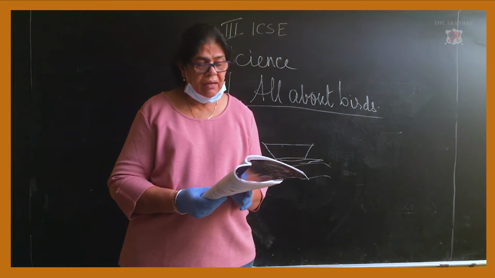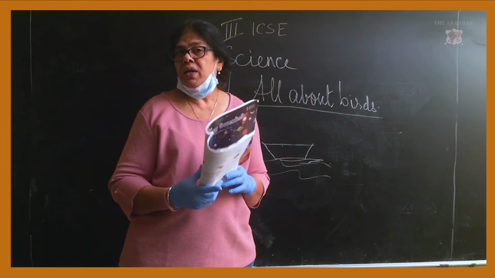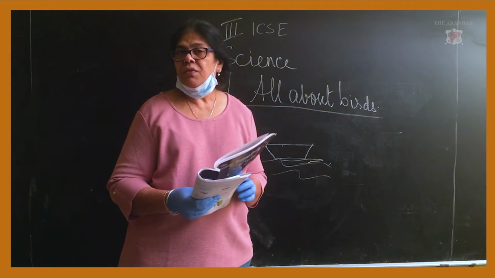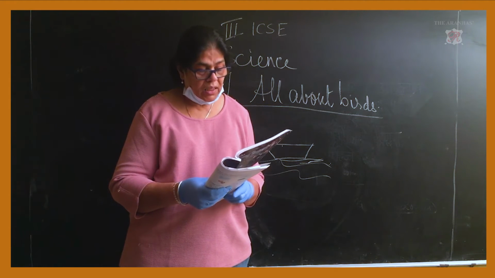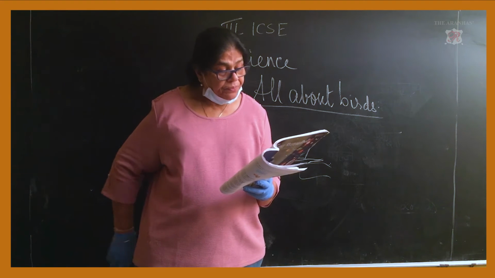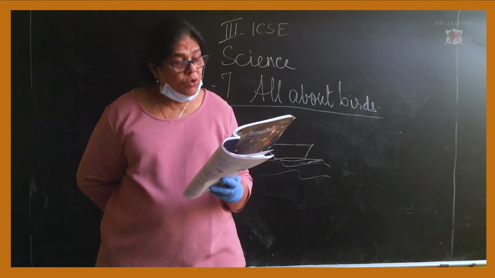They have wings in place of arms. The birds don't have arms. They have legs, but they don't have arms. In place of their arms, they have wings. The wings help them to fly.